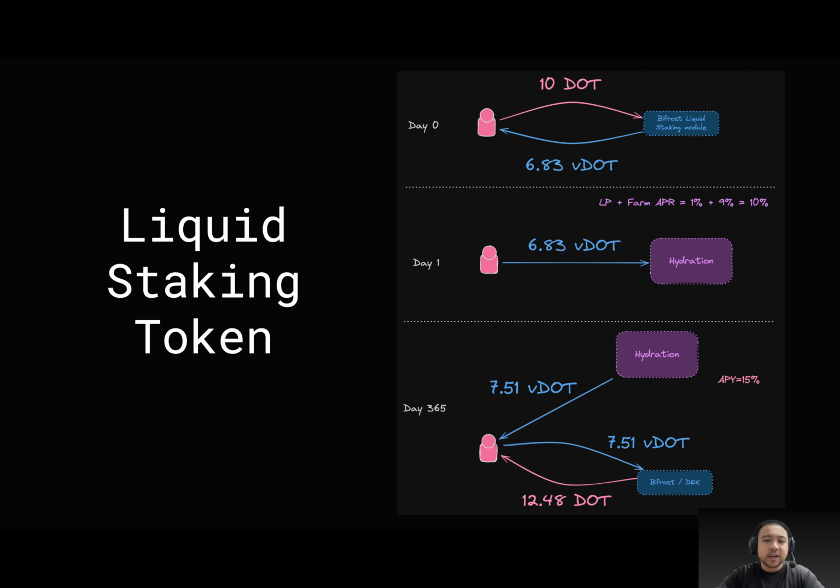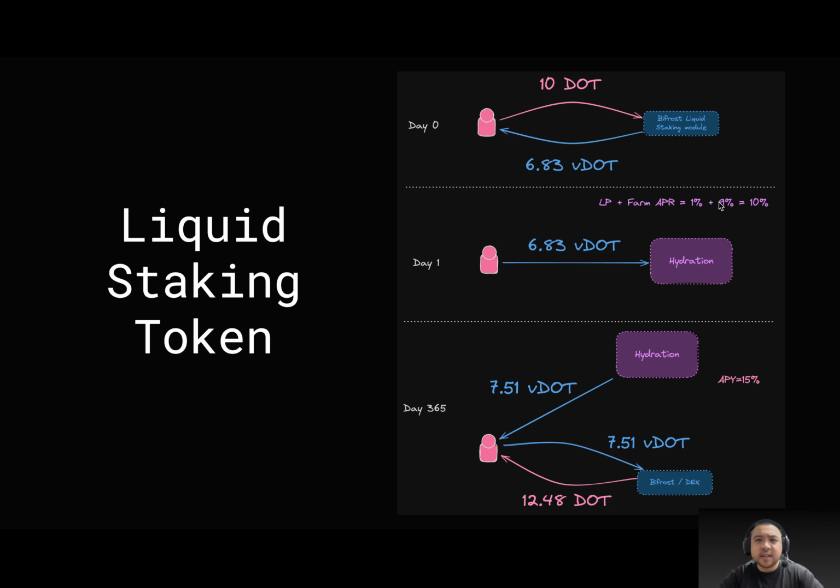So basically, 365 days later, when you start taking your VDOT out, you would actually take back 7.51 VDOT, right? Which is the 10% from the 6.83 VDOT added into this, and the APY of DOT from staking on Polkadot, let's say hypothetically is 15%, which was the rate at the time I wrote this presentation. You get your 7.51 VDOT, you exchange it, what you will get back is 12.48 DOT, right? So you start out with 10 and you get back 12.48. And that's actually higher than just 15% because it's 10% extra that you are farming on Hydration.